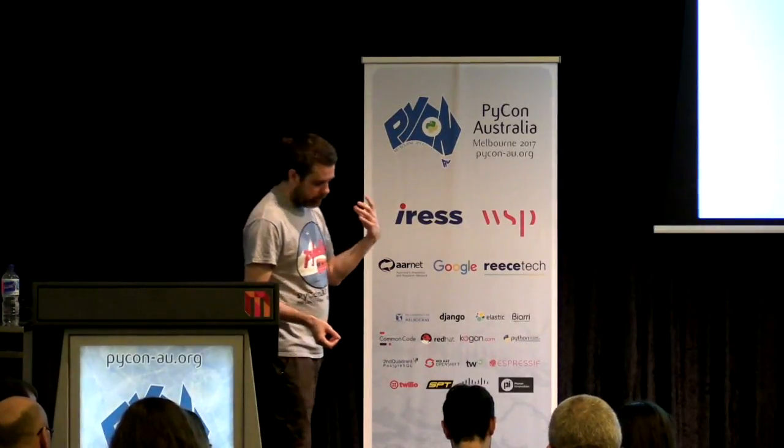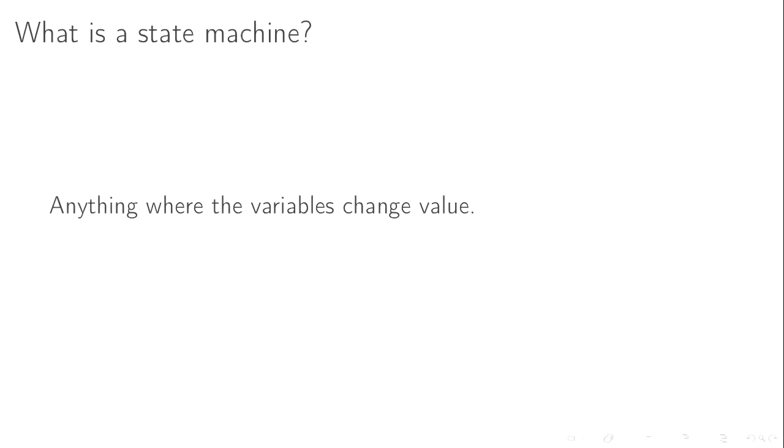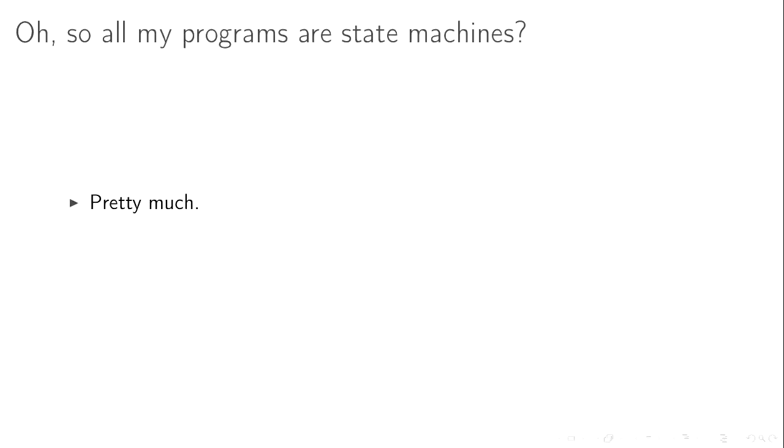So there are very precise mathematical definitions for what a state machine is. For the purposes of this talk, a state machine is any program that has a variable that you change the contents of. Which basically means any programs that do anything useful at all are going to be state machines.